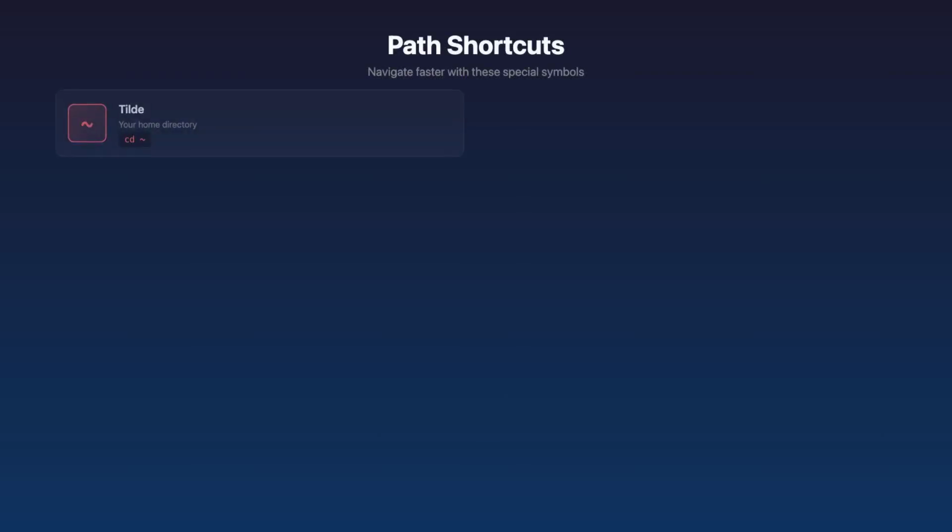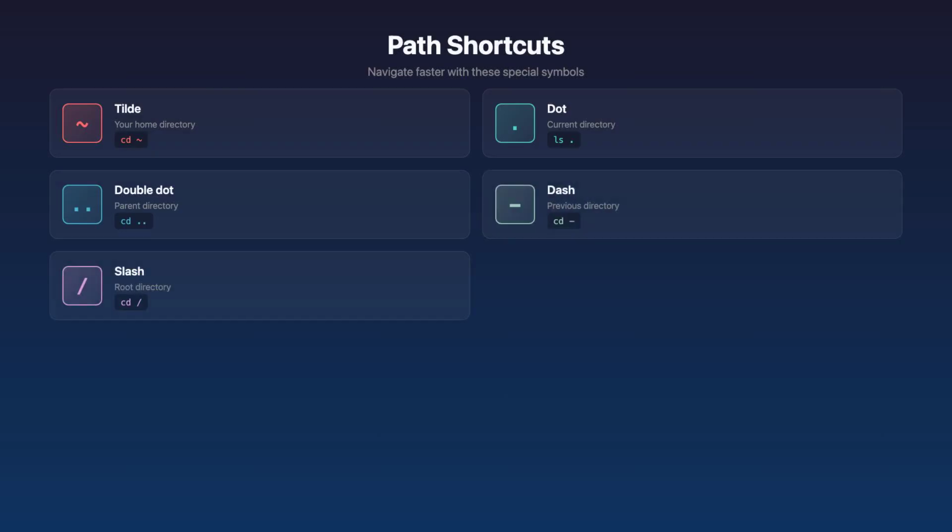Now let's learn some powerful path shortcuts. Tilde represents your home directory. cd tilde takes you home instantly. A single dot means the current directory, useful in some commands. Double dot means the parent directory. cd .. moves you up. Dash means your previous directory. cd - is like an undo button. And / is the root of the entire file system. Remember, cd - is like the back button in a browser.